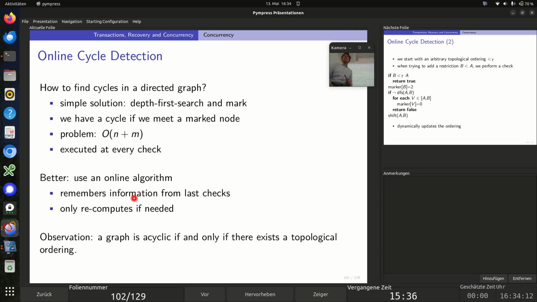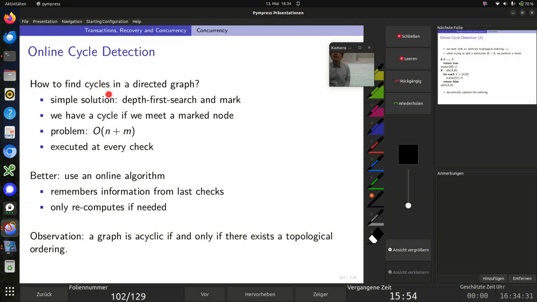So the idea is, okay, we just start at one node, and then we see all the nodes which are reachable from that. So we do a depth first search, and then if we meet a marked node, we know we have a cycle. And this depends on the number of nodes, which is equal to n, and the number of vertices, which is equal to m. So we have n plus m linear complexity.